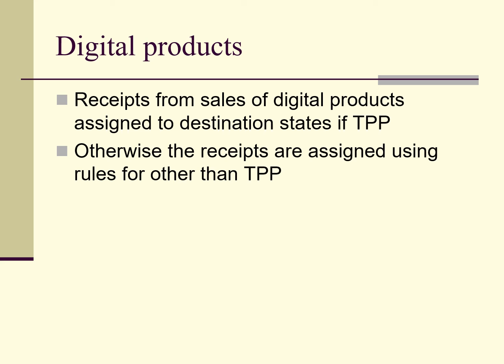If, on the other hand, digital products are not considered to be tangible personal property, then these receipts would ordinarily be assigned to states using the rules for assigning receipts from sales of tangible personal property as discussed in the next lecture. In the case where digital products are tangible personal property assigned to destination states, difficulties will arise in identifying destination states since there is no physical shipment of the property.